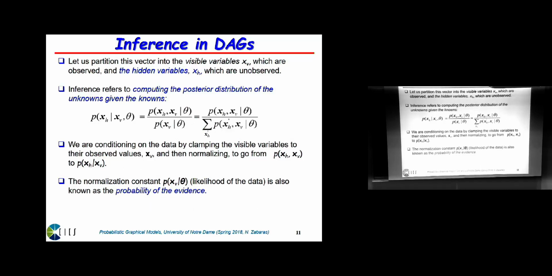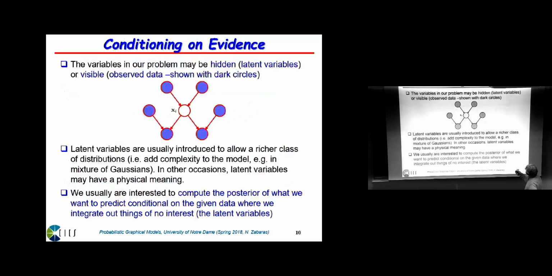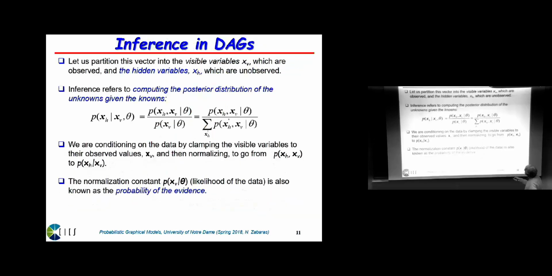So, let's fix the parameters theta. Let's say you know all the conditional distributions in your graph, so that's why you say conditioning on theta. In real problems, you will not know what theta is, you have to compute it, but here you know theta. And given some evidence, these are the visible nodes. Visible nodes actually means, in this graph, the darker nodes, all right?